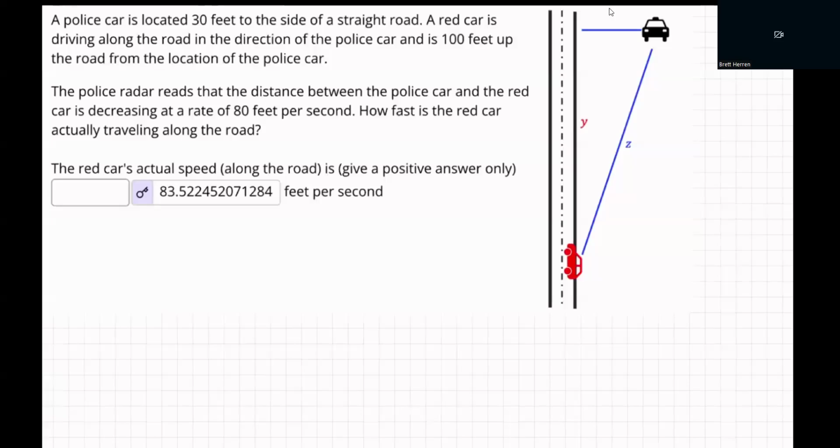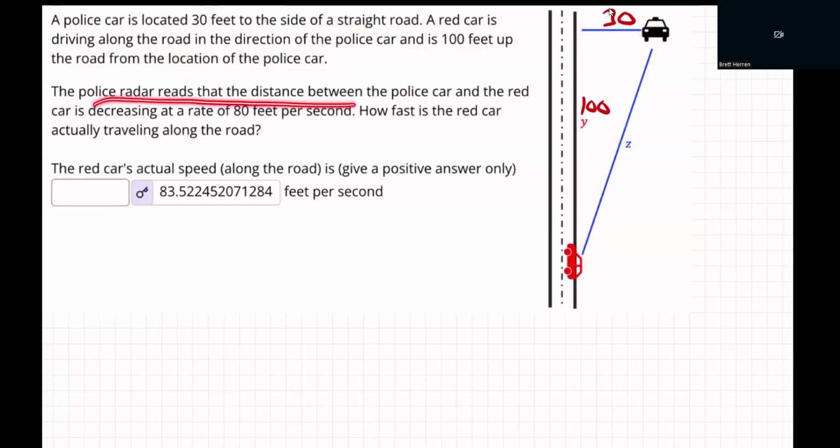Yeah, in this example, a police car is located 30 feet to the side of a straight road. So that means this must be 30, right? That's how far the police car is from the road. A red car is driving along the road in the direction of the police car and is 100 feet up the road from the police car. So this must be 100 from there to there, right? Up the road from the police car.